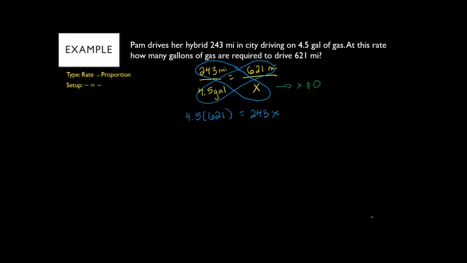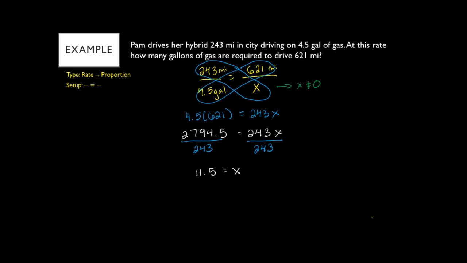So calculator, 4.5 times 621. I had 2,794.5 equals 243x. So we divide both sides by 243. And we get 11.5 equals x. So we didn't get 0, which is good because 0 wouldn't make sense.